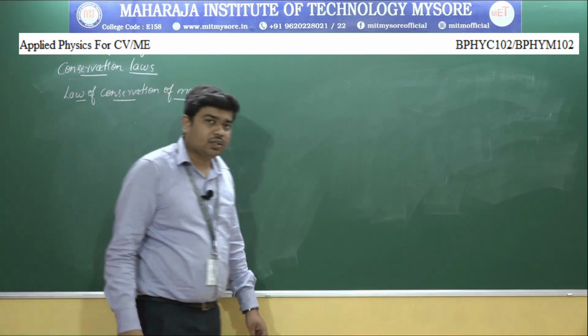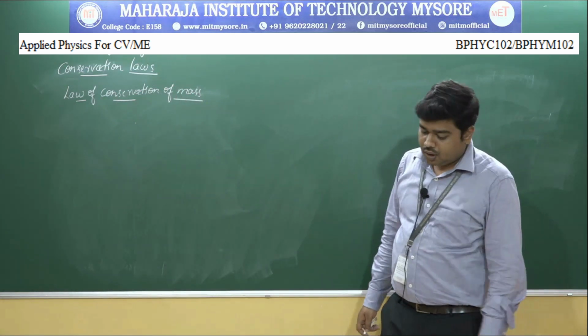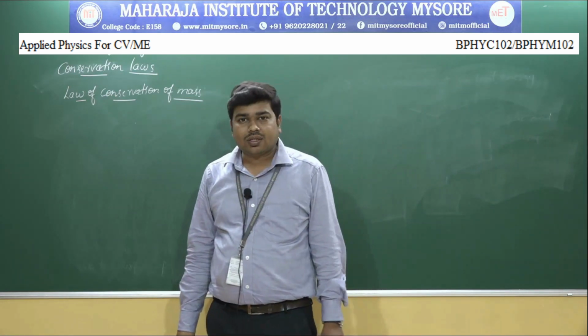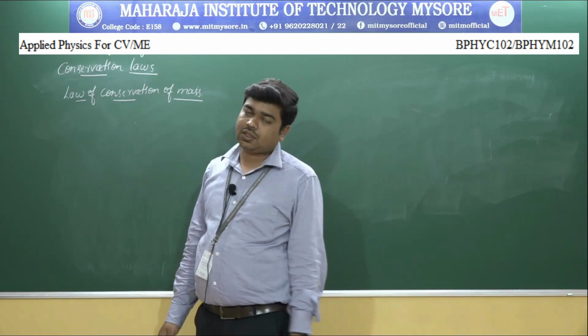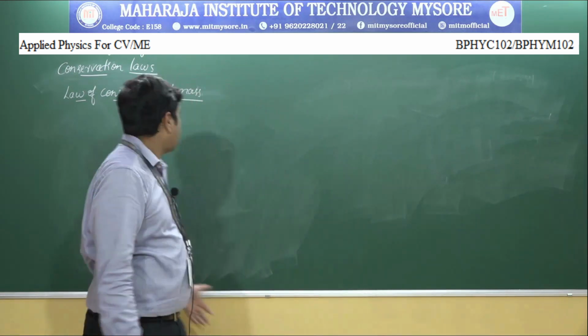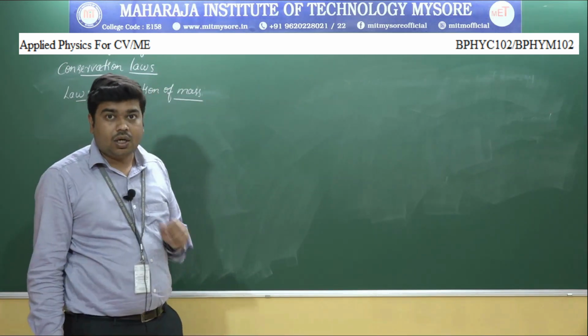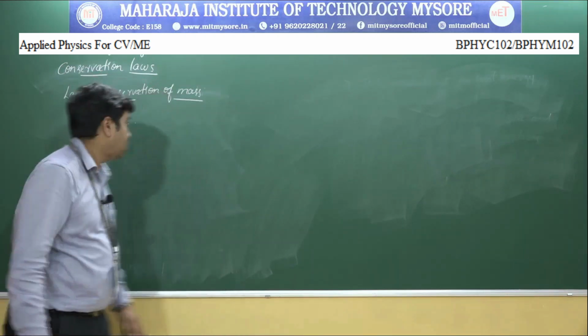We will start with the law of conservation of mass. So what does the law of conservation of mass say? Whenever we are considering the conservation laws, we have to consider certain systems. We know that we have a closed system, an open system, and an isolated system. Based on the conservation of the corresponding physical quantities, we have to consider the corresponding system. So what does the law of conservation of mass say?